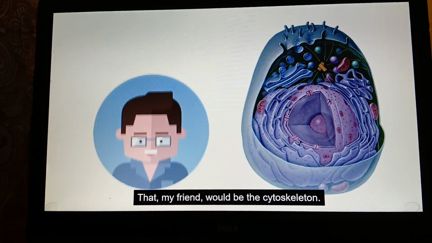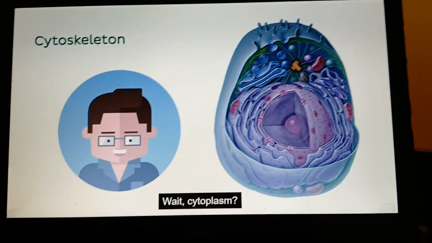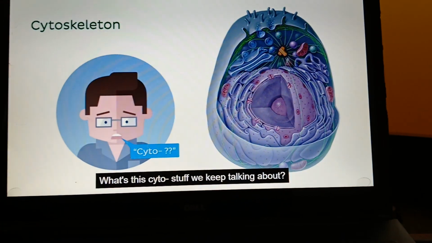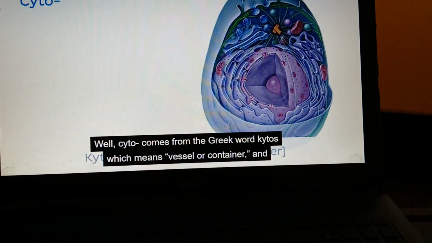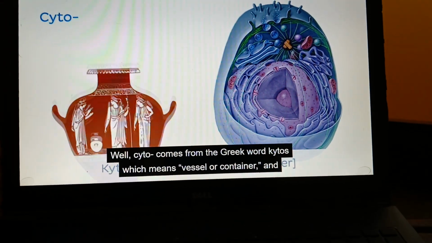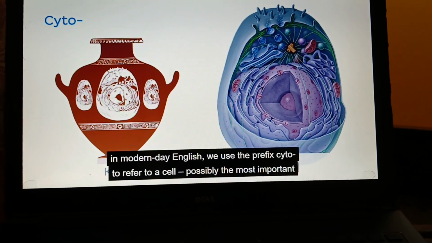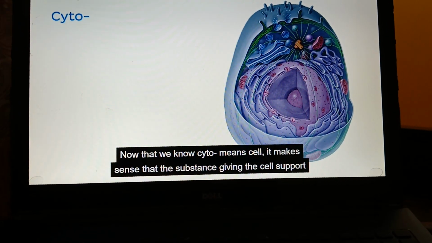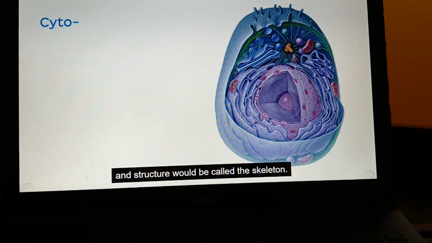That, my friend, would be the cytoskeleton. Wait, cytoplasm? Cytoskeleton? What's this cyto stuff you keep talking about? Well, cyto comes from the Greek word kaitos, which means vessel or container, and in modern-day English we use the prefix cyto to refer to a cell, possibly the most important container within all of us.